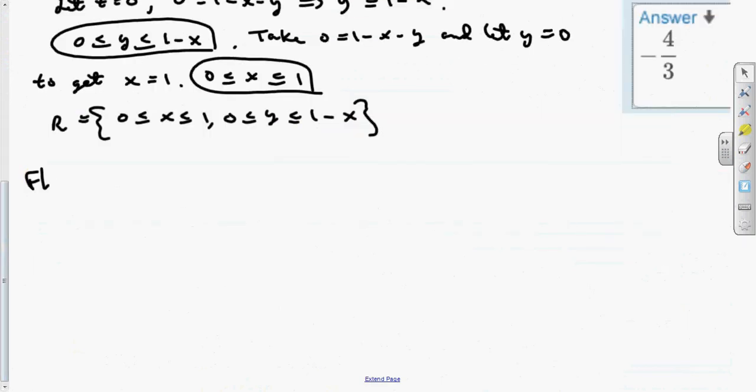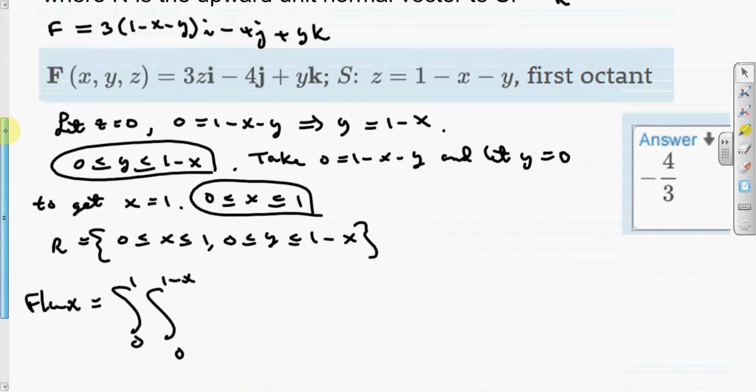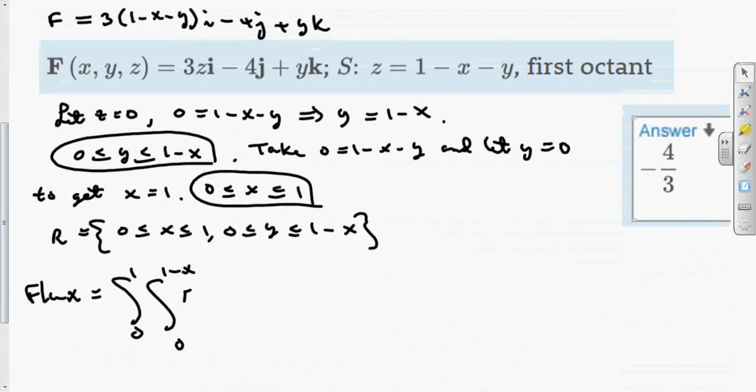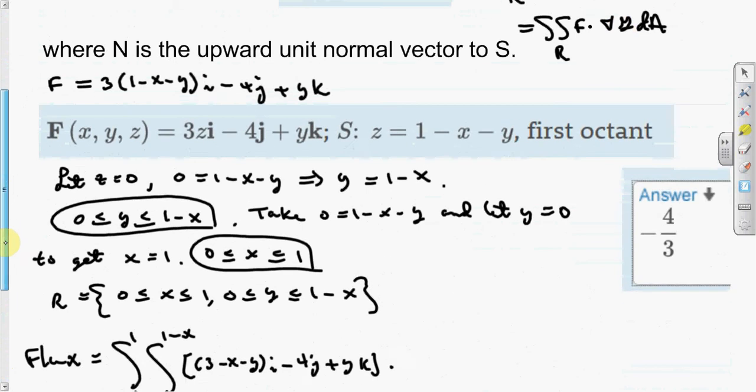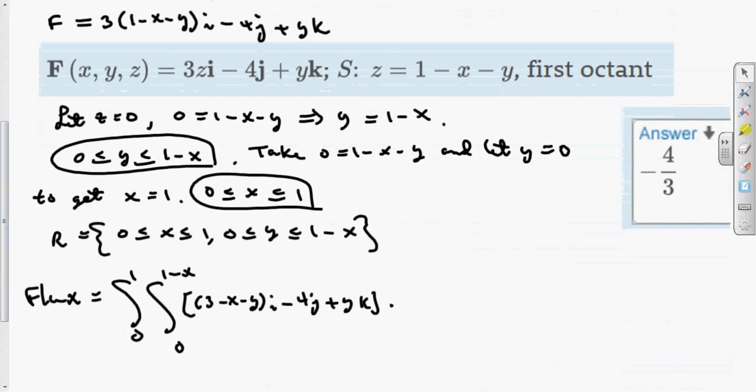So this flux is the double integral from 0 to 1, 0 to 1 minus x. Capital F is 3 minus x minus y i minus 4j plus yk. That's dot product with that gradient of g. Well, I got to find g. It's the gradient of g, and then this is dA.